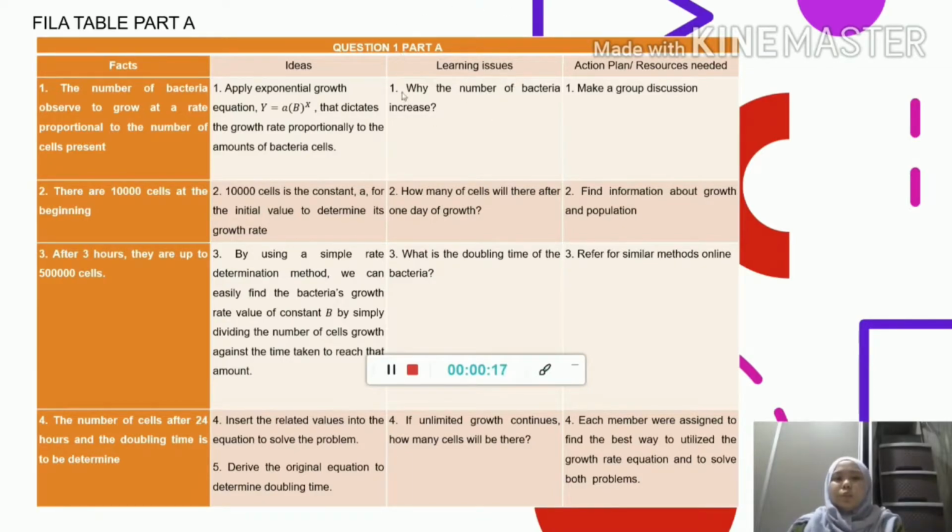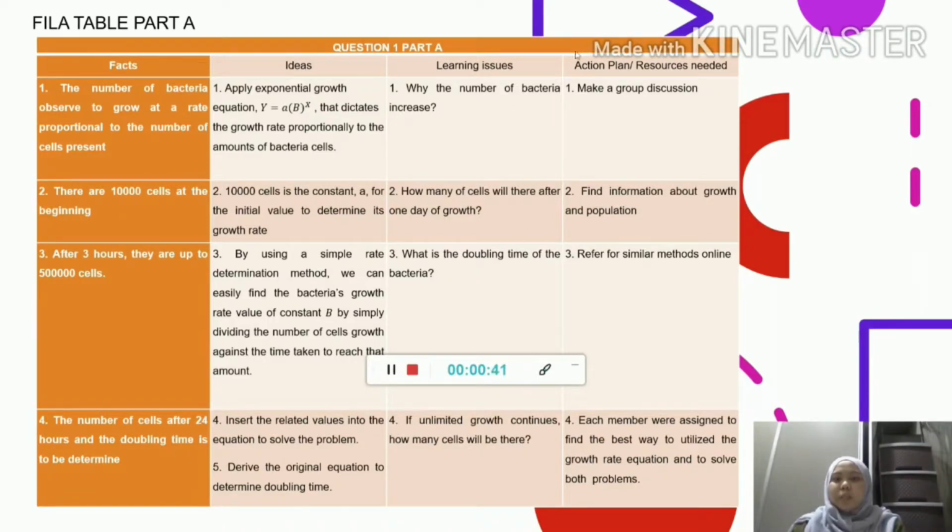For the learning issue, the questions we got from the problem statement. So first, why does the number of bacteria increase? Number 2, how many cells will there be after 1 day of growth? And number 3, what is the doubling time of the bacteria? And number 4, if unlimited growth continues, how many cells will there be?